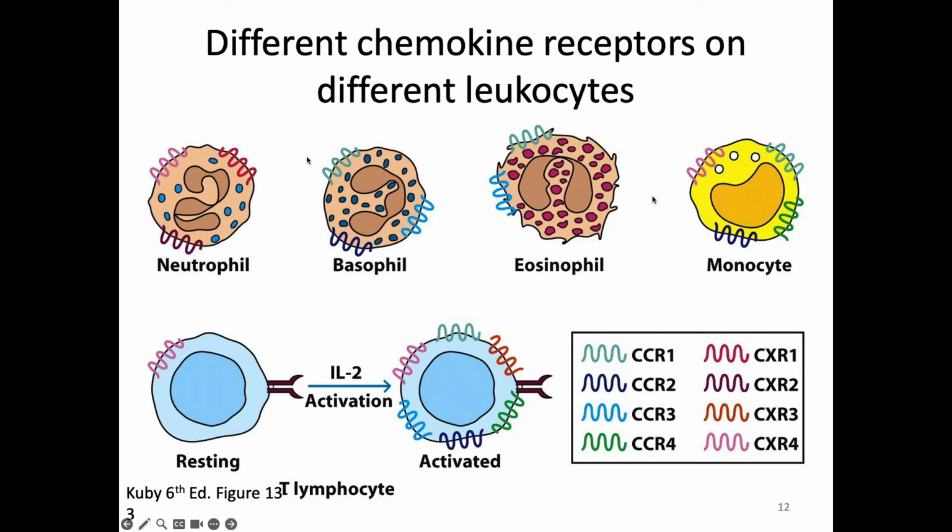And so you can see that different leukocytes will have different chemokine receptors on their surface. You can see some examples of chemokine receptors on the surface of different cells. That might be either because they're a neutrophil versus a basophil, or even because they are, say, a non-activated T cell versus an activated T cell. And each of those chemokine receptors will have a specific chemokine that it binds and responds to.